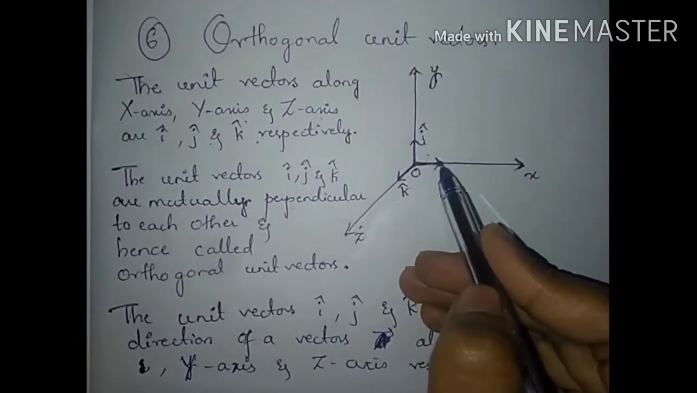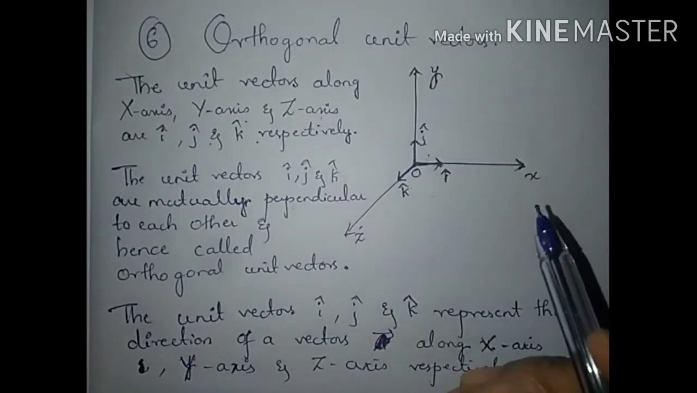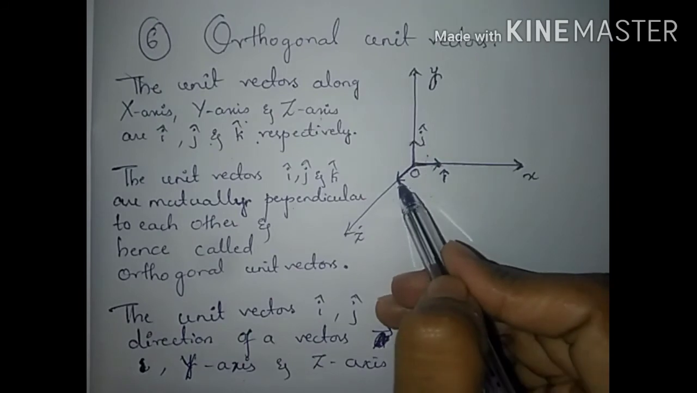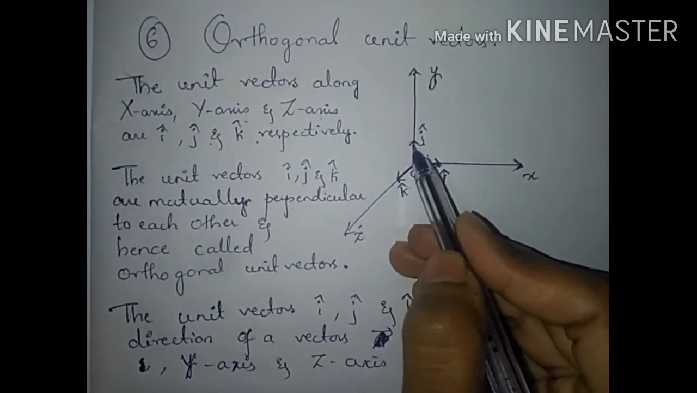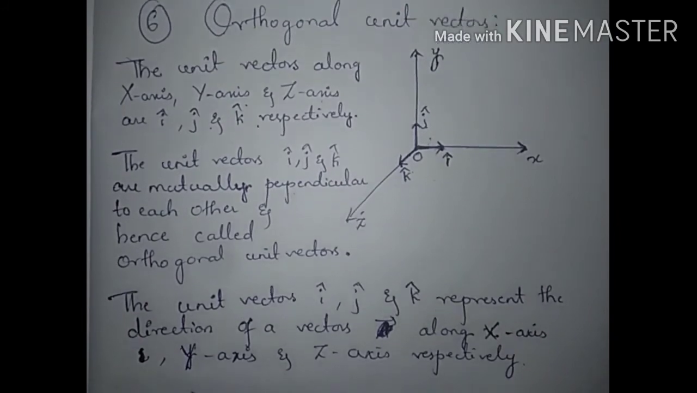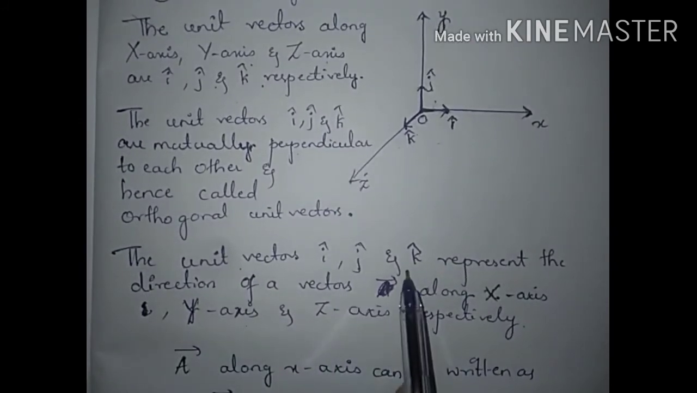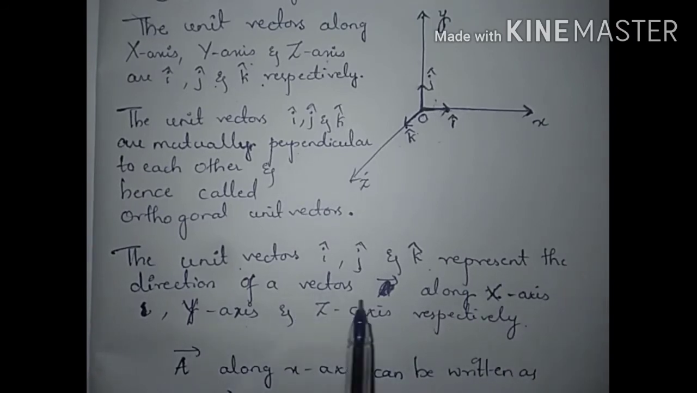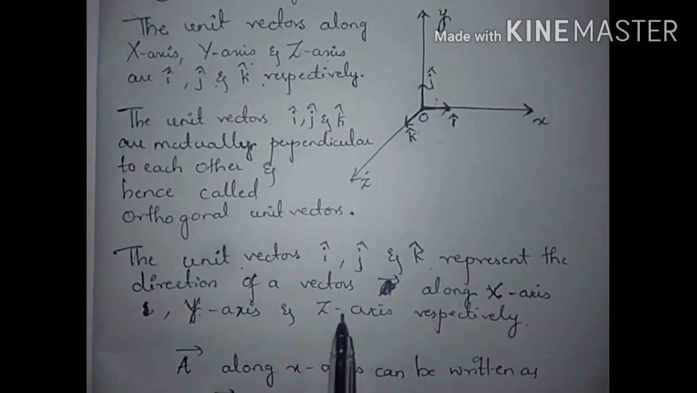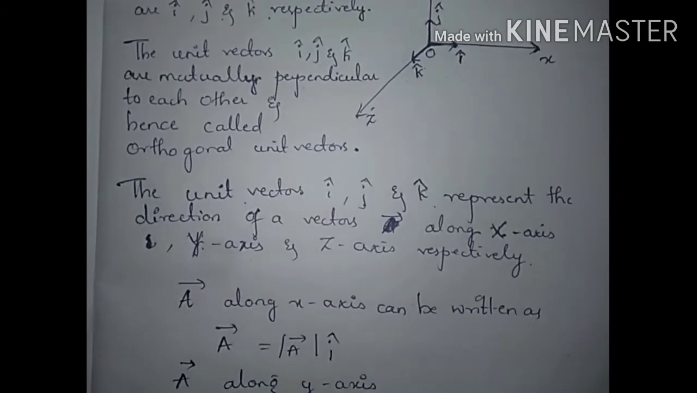The angle between the x and y-axis is 90 degrees, and the angle between i cap and j cap is again 90 degrees. The angle between i cap and k cap is 90 degrees. The angle between j cap and k cap is 90 degrees. Hence these are mutually perpendicular and known as orthogonal unit vectors. Unit vectors i cap, j cap and k cap represent the direction of vectors along the x-axis, y-axis and z-axis respectively.